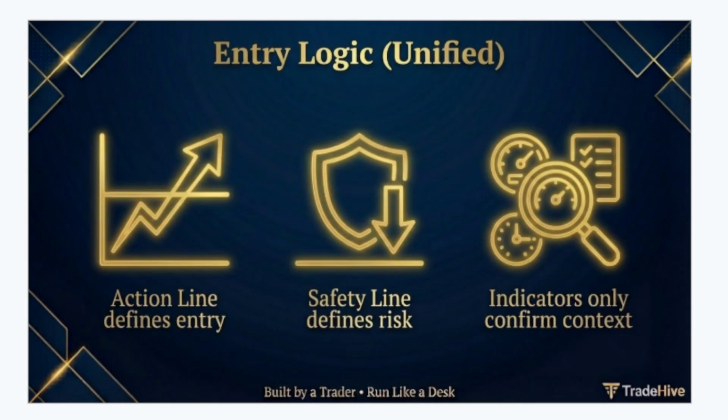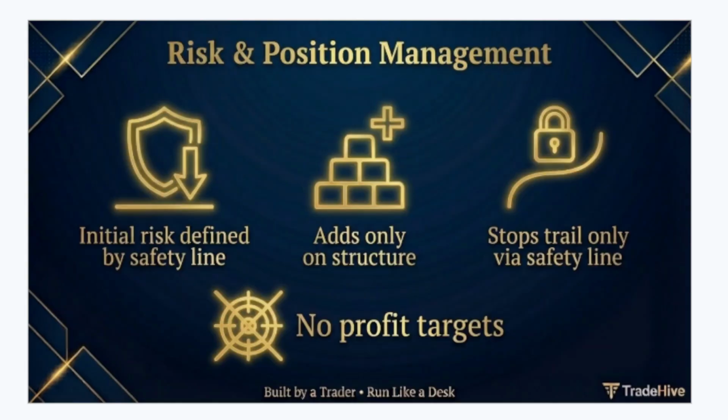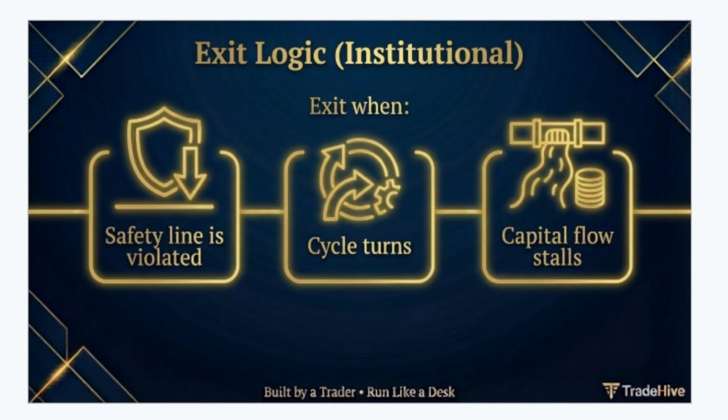The unified entry logic dictates that the action line defines the entry, the safety line defines the risk, and indicators only confirm the context. Risk and position management means initial risk is defined by the safety line. You only add positions on structure, and stops trail only via the safety line. Crucially, there are no profit targets. The institutional exit logic is to exit when the safety line is violated, the cycle turns, or capital flow stalls.